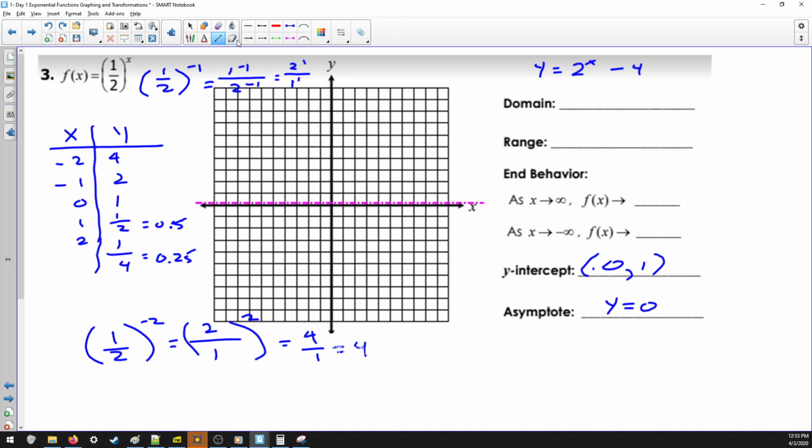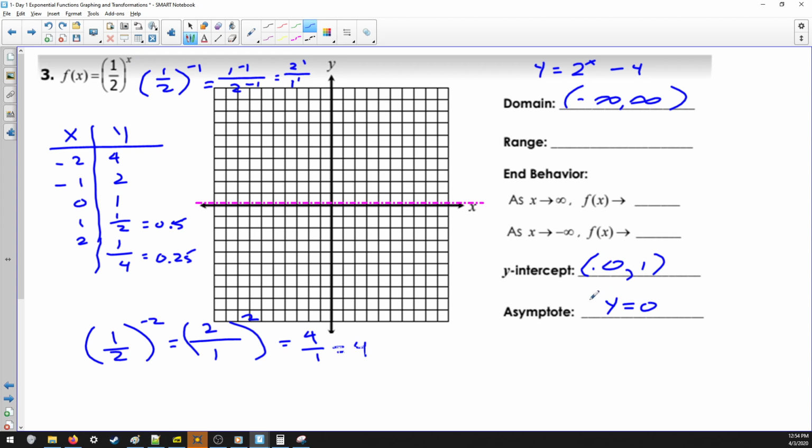My domain is always everything, so I'm going to say that this is from -infinity to infinity. Again, the only time this will not be -infinity to infinity is if my exponent gets really weird, like if there was a square root symbol in my exponent, that's when things would get weird. We won't see anything like that here.